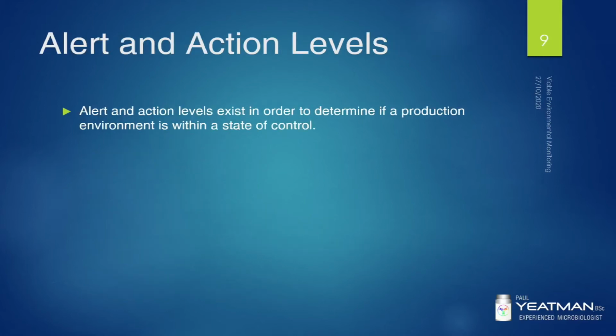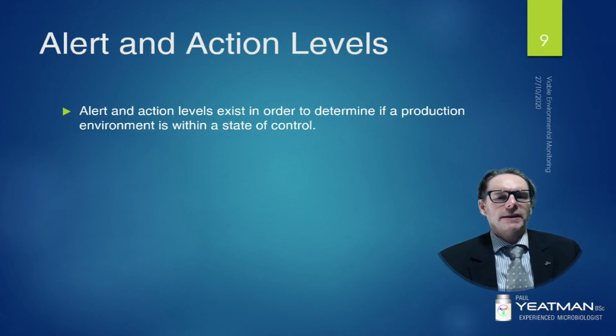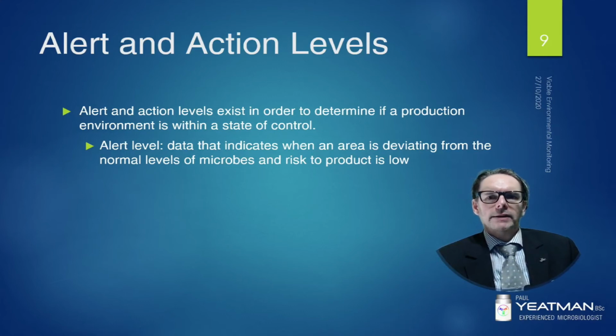Alert and action levels. Alert and action levels exist in order to determine if the production environment is within a state of control. So our first level is the alert level. An alert level is normally based on historical data that indicates when an area is deviating from normal levels of microbes, but as yet, a risk to the product is not high. When an alert is produced, minimal actions are taken to fix the issue. So it's more or less a heads up, guys, something might be going out of whack here, so just keep an eye on it.